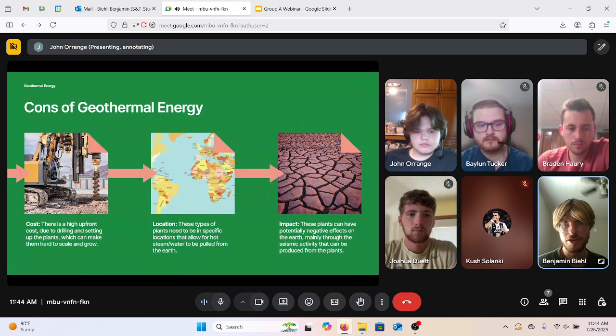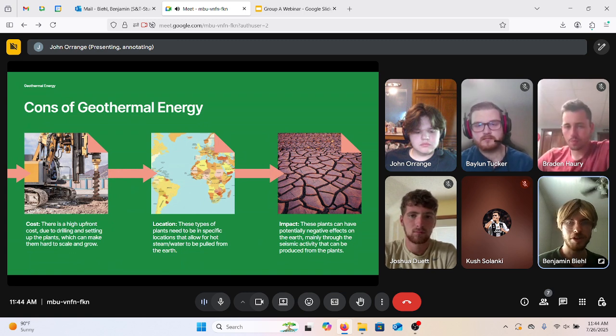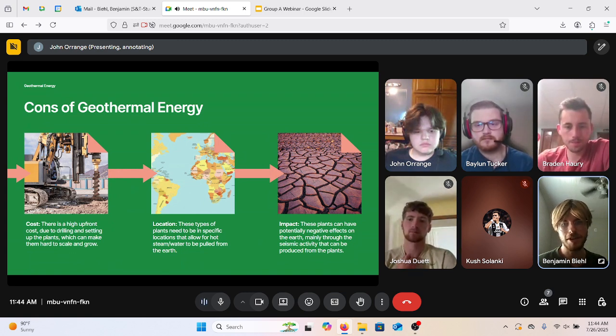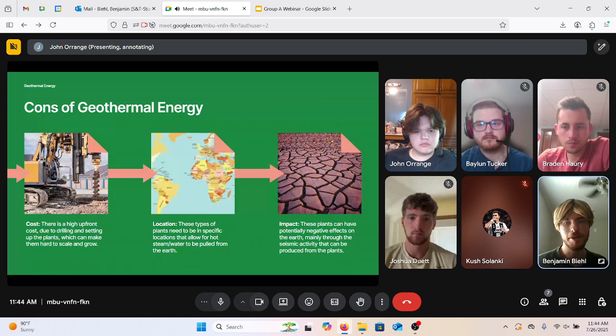All right, and then some cons of geothermal energy are the cost. There's a high upfront cost due to drilling and setting up the plants, and it can make them hard to scale and grow in general. The location is also a huge factor as the plants need to be in specific locations that allow for steam reservoirs or high pressure water to be accessed easily. So you can't set them up anywhere in the world. There needs to be specific requirements.